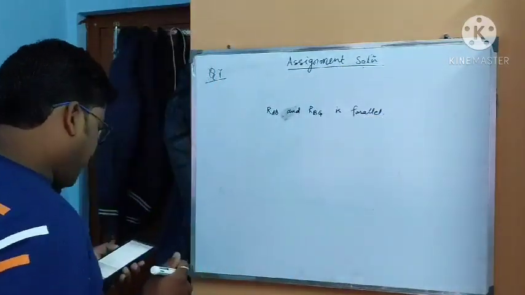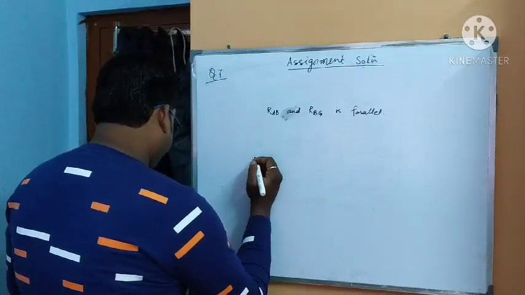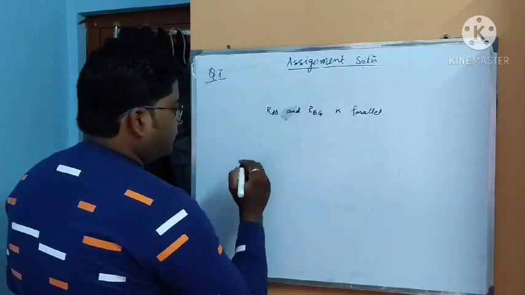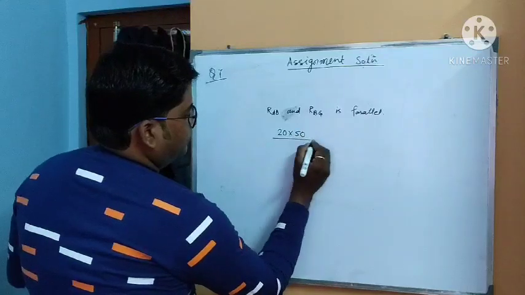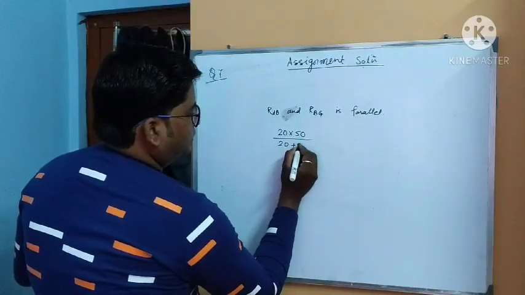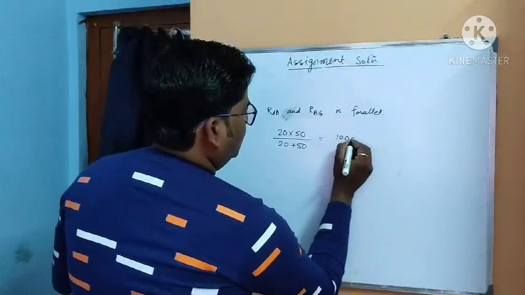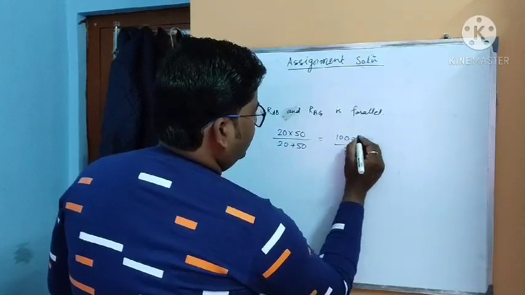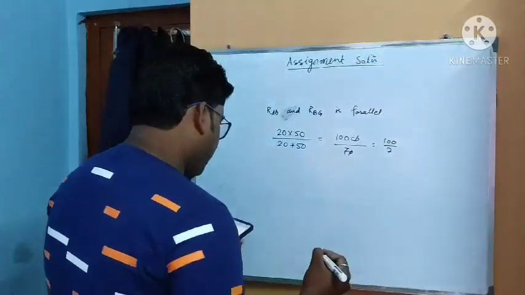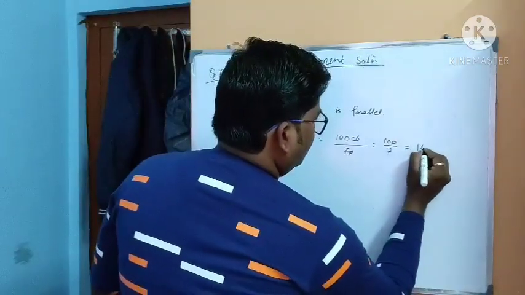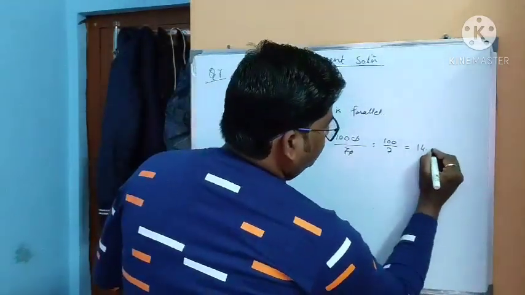So what is the value of RAB? RAB is 20 ohm and RBG is 50 ohm. So 20 parallel 50 is 20 times 50 divided by 20 plus 50, which results in 1000 divided by 70, or 100 divided by 7. This combination gives a resistance of 14.285 ohm.